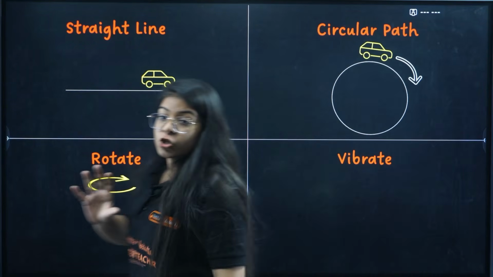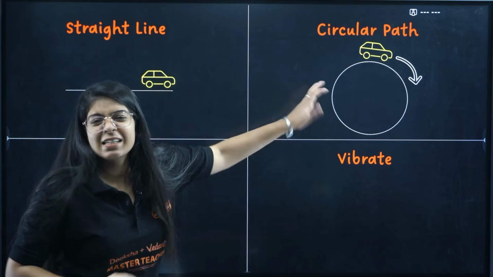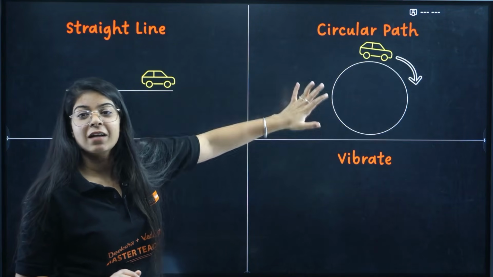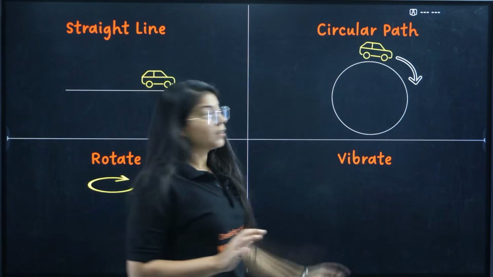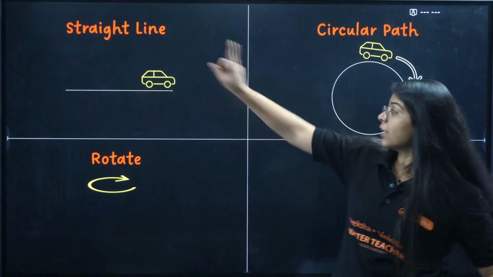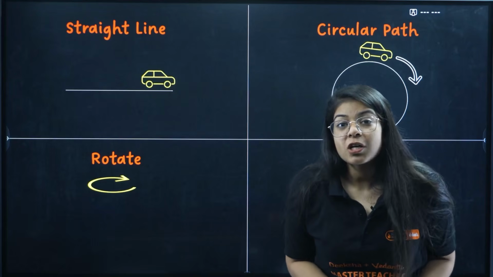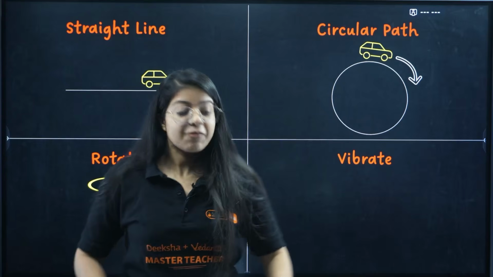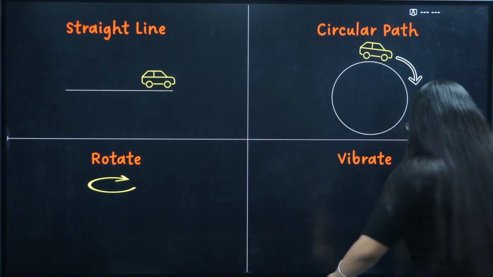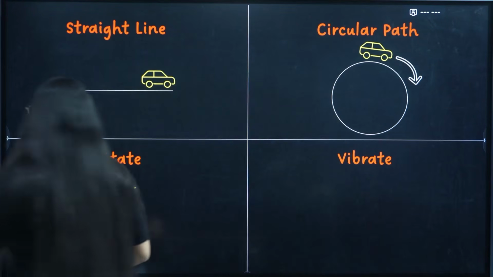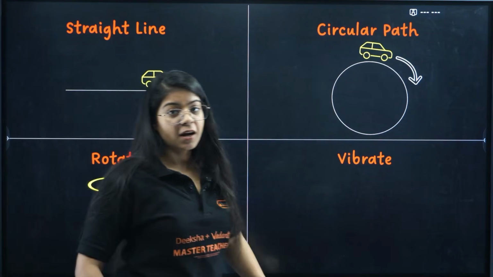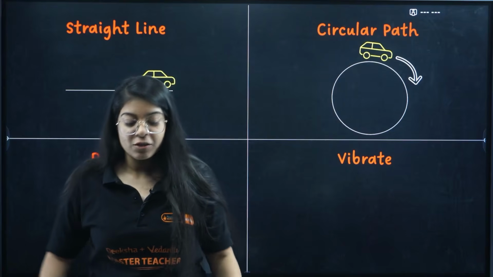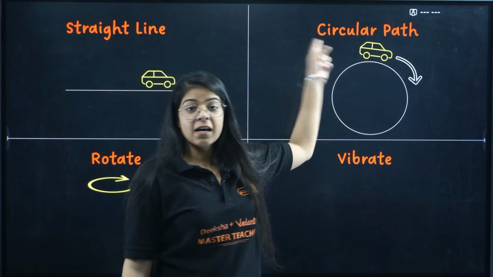Then this is a circular motion. The car is moving in a circular path. So this, my friend, is circular path. That was straight line. Now rotation. What is the difference between rotation and circular path? See here, if I go like this, it is circular path. But if I stand here and start rotating like this, then that is rotation.